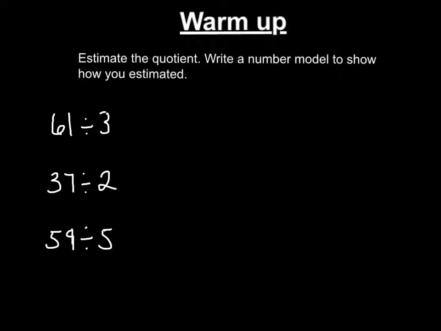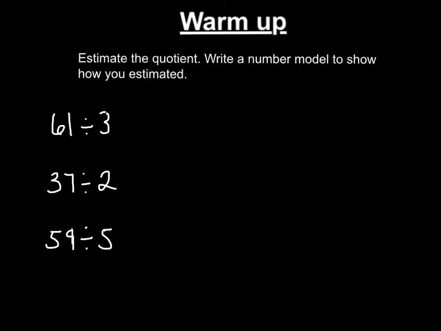Just like we did the other day with multiplication, today we're going to estimate the quotient by first writing a number model to show how you estimated. So you're going to take a number like 61 and make it an easier number that you can quickly divide by 3 to get an answer. So go ahead and try these three on your whiteboards now.